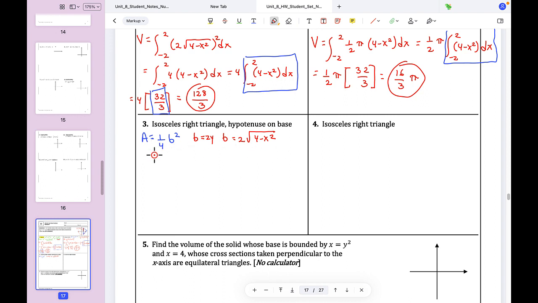Okay, so my area formula is 1/4 times 2 times the square root of 4 minus x squared, squared, right? So my volume is the integral from -2 to 2 of 1/4 times 2 square root of 4 minus x squared, squared dx.